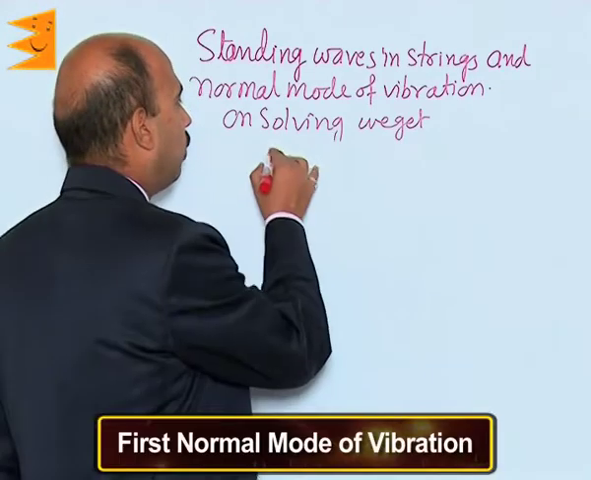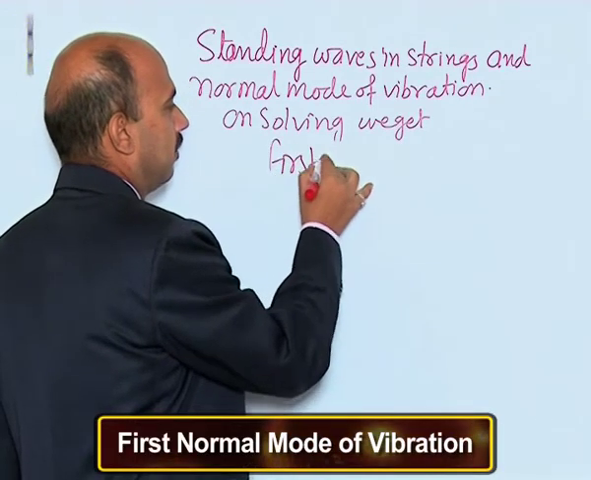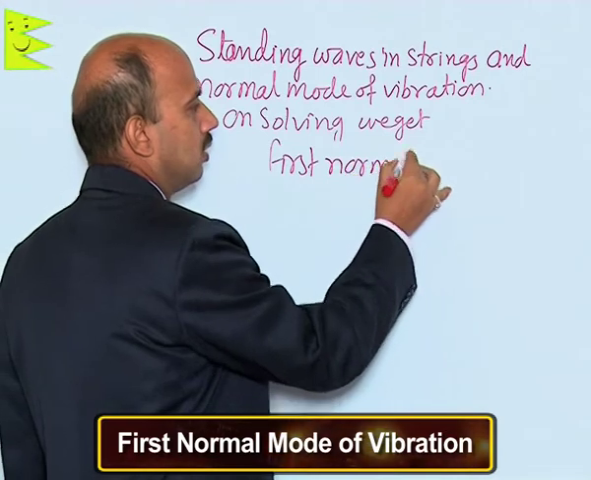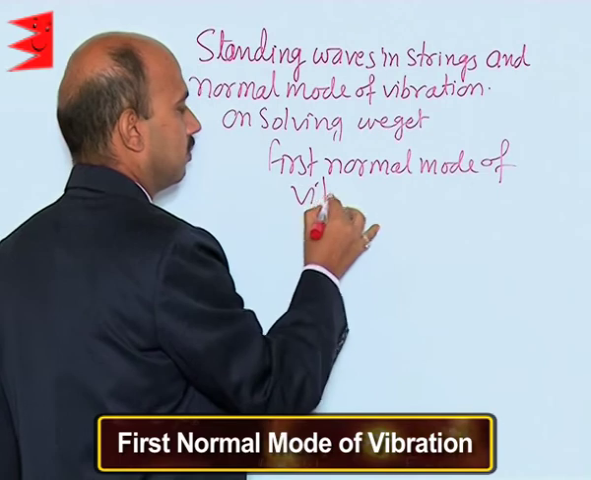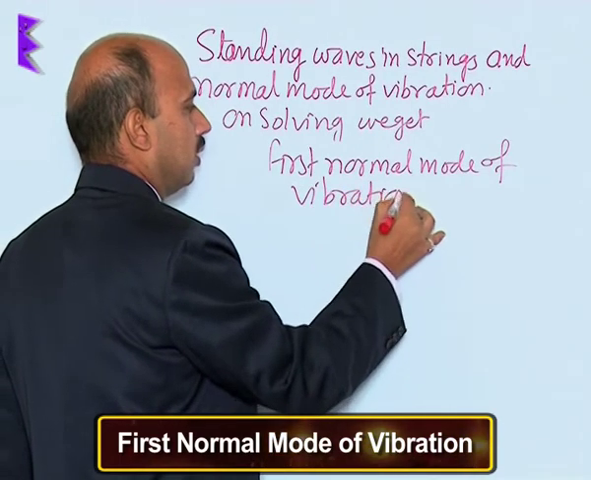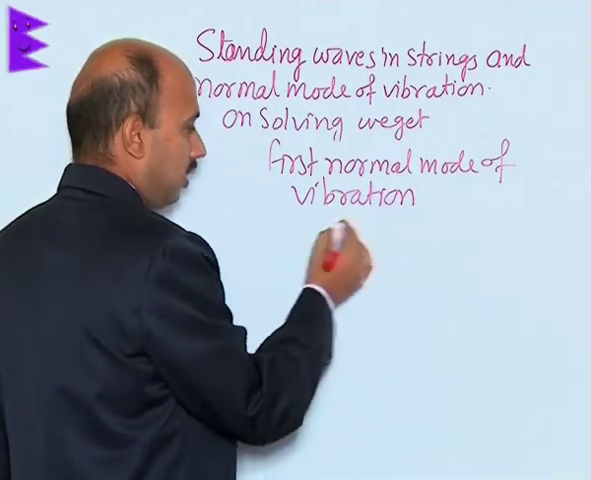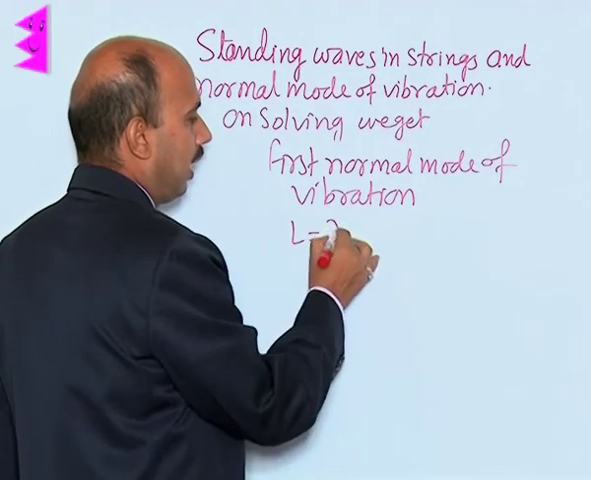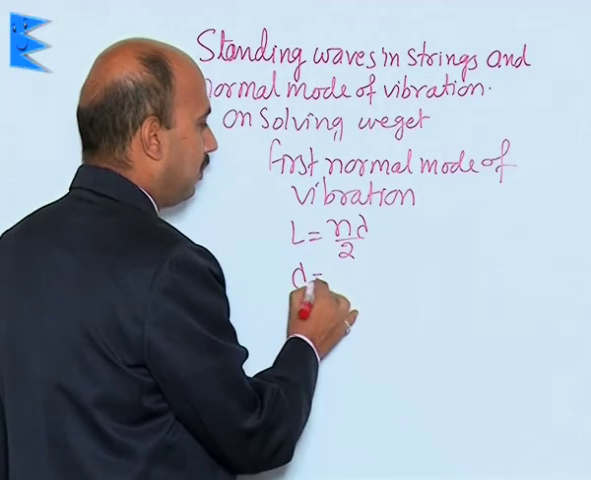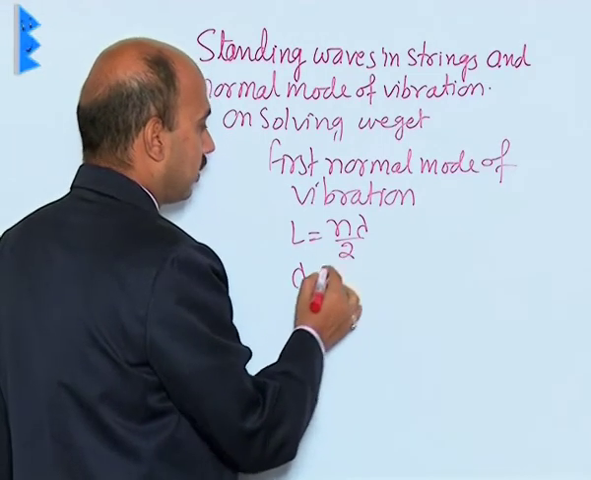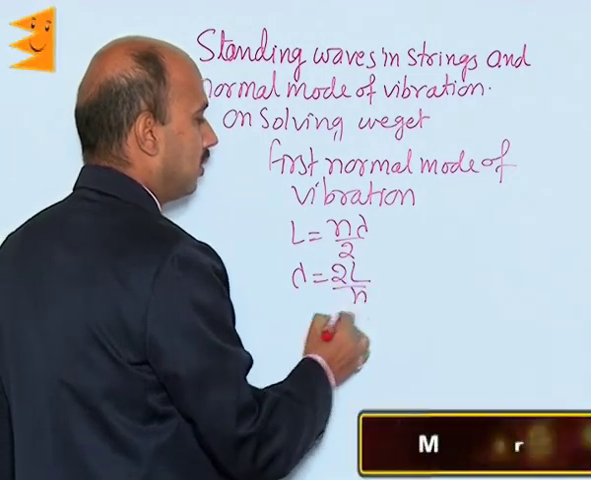Now see the first normal mode of vibration. We can take here L is equal to n lambda by 2. That means we can write lambda is equal to 2L by n.